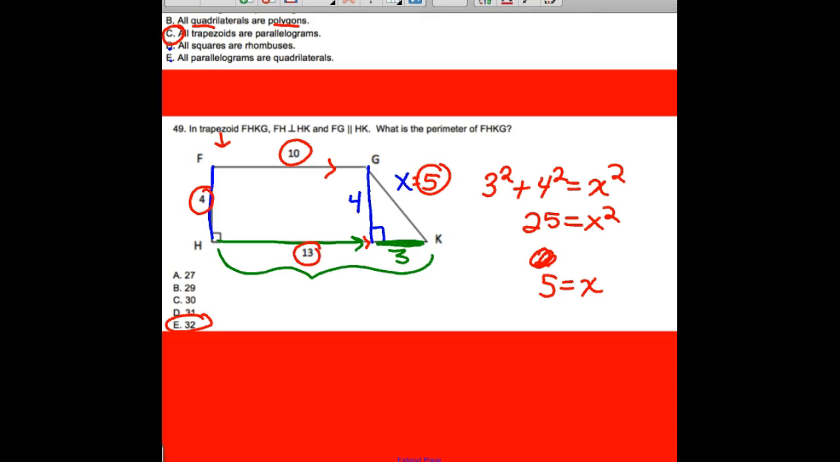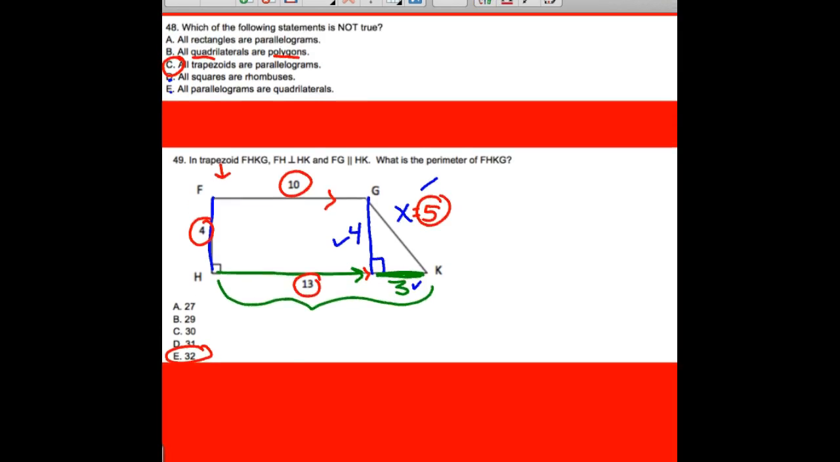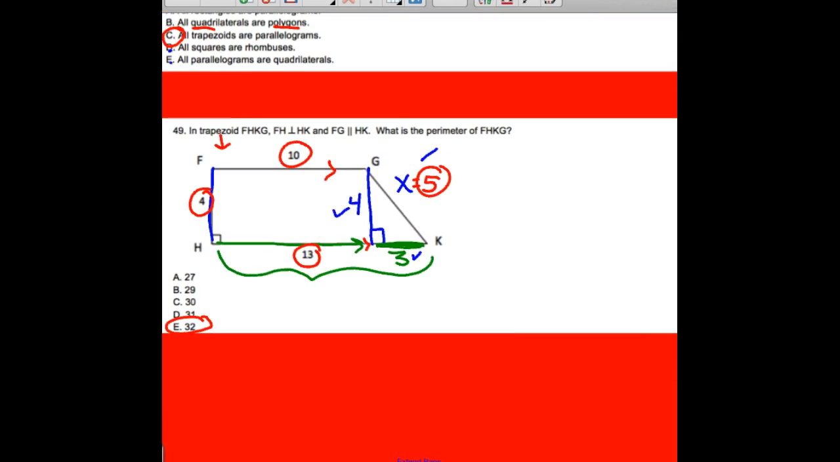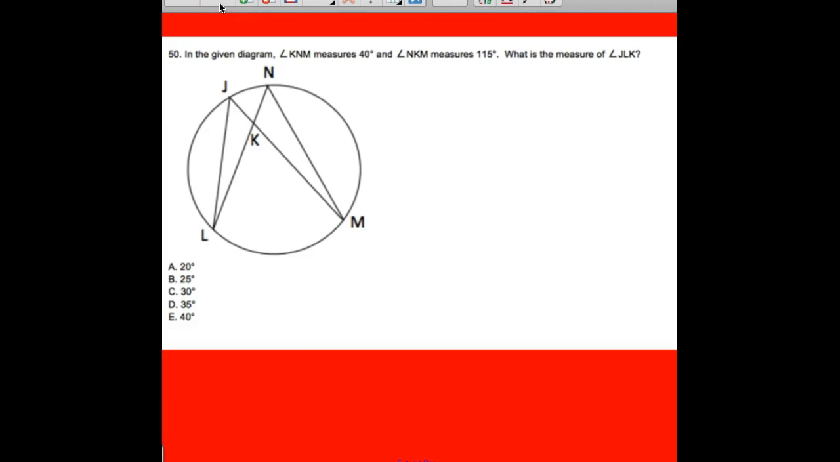So again, you're not going to finish if you don't know some of that special right triangle stuff and knowing that 3, 4, 5 completes the Pythagorean triple, but you can still get a lot right if you default to ways that will take you longer. The last one up here, number 50.